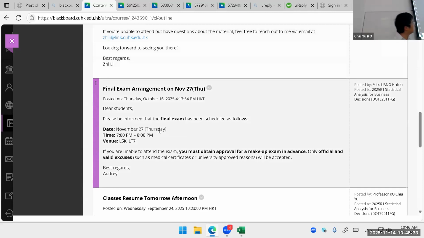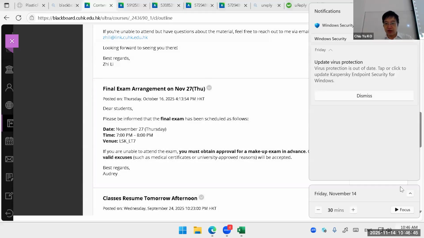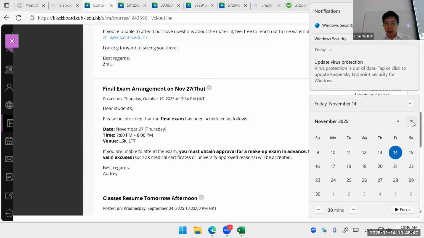Yeah, here. Look at the announcement. It's next Thursday, the 27th, from 7 p.m. to 8 p.m. So if you have a legitimate reason to be absent, you have to apply in advance. Then we will let you know whether it is allowed.